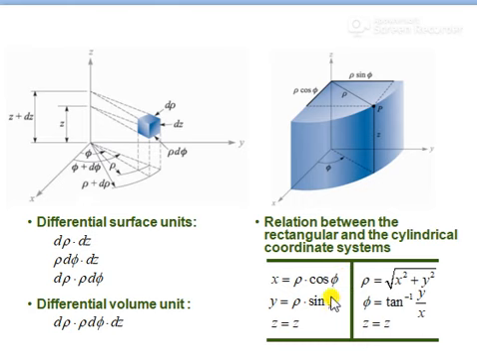If parameters are given in cylindrical, you can evaluate x, y, z, that is Cartesian. If parameters are given in Cartesian, you can evaluate the points in cylindrical. So this is the relationship between the cylindrical and Cartesian systems.